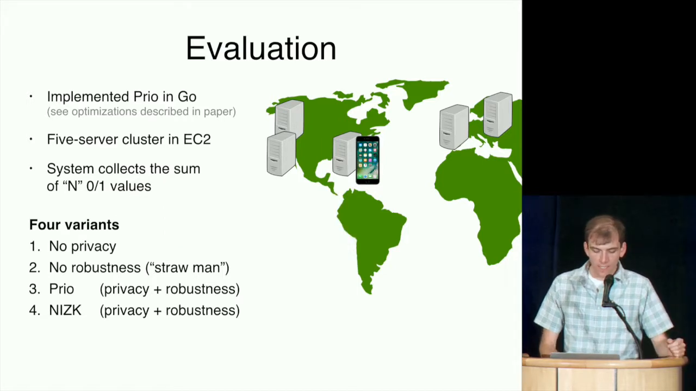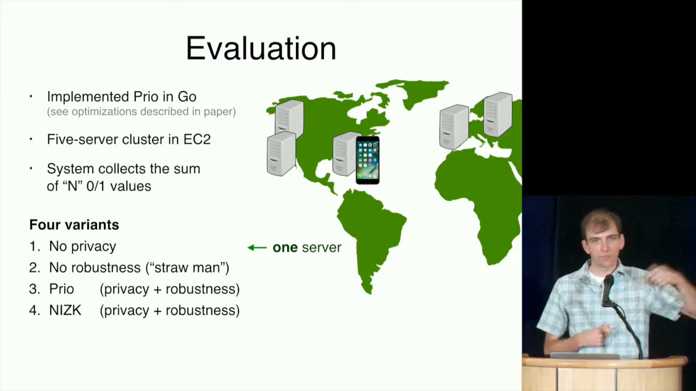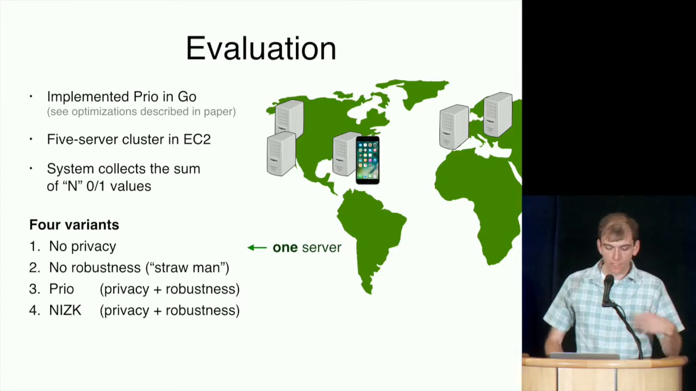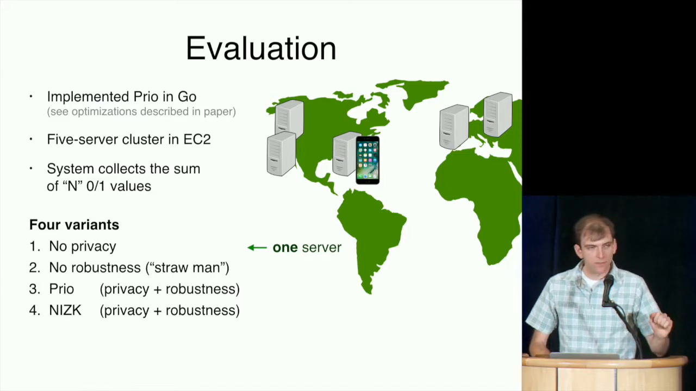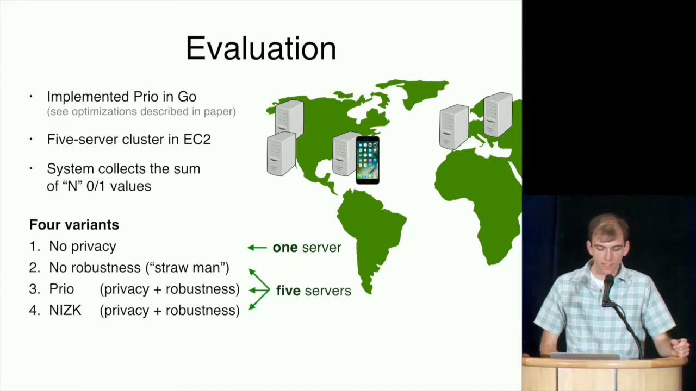And we implemented a bunch of variants. We implemented a 1-server variant that has no privacy whatsoever. This is the one where you just send your private data to the cloud. And then we implemented 3 variants that provide different forms of privacy. The first one is the strawman scheme I presented before with no robustness guarantees whatsoever. We implemented the full Prio system that provides privacy and robustness.